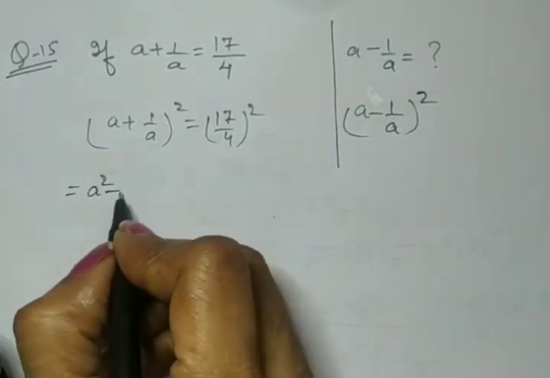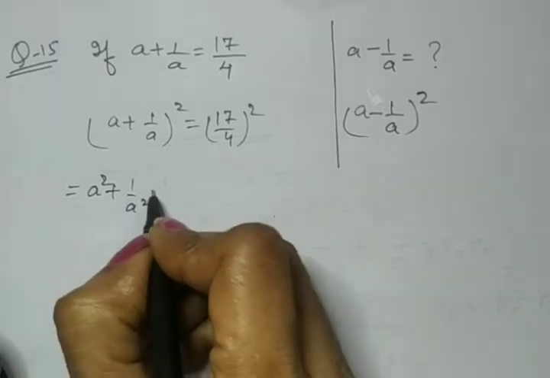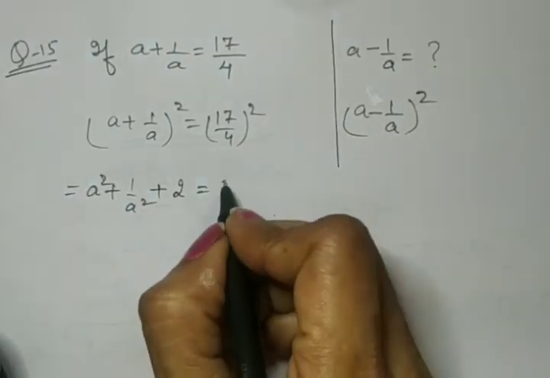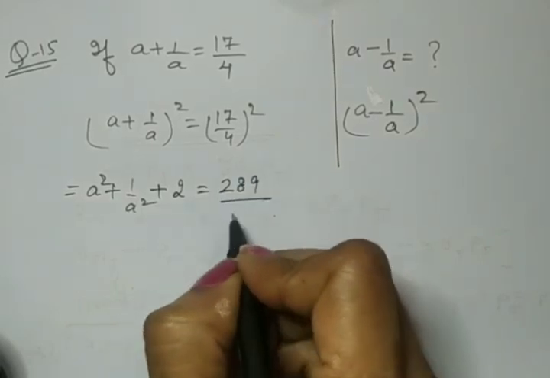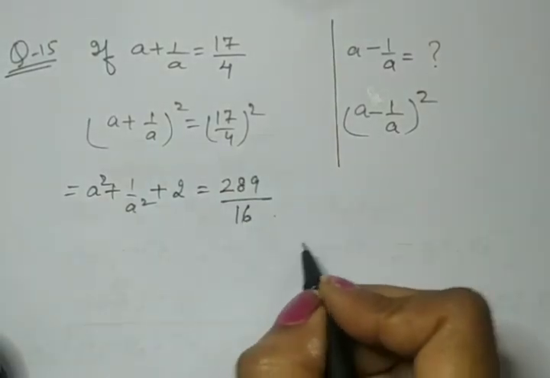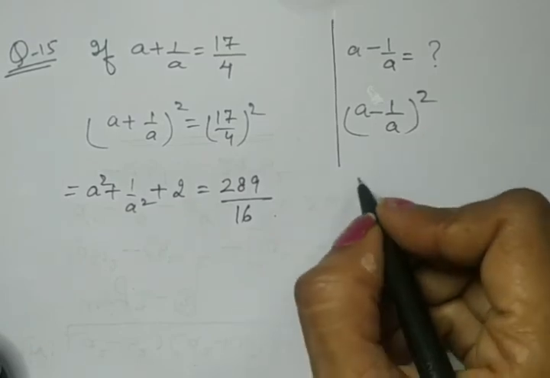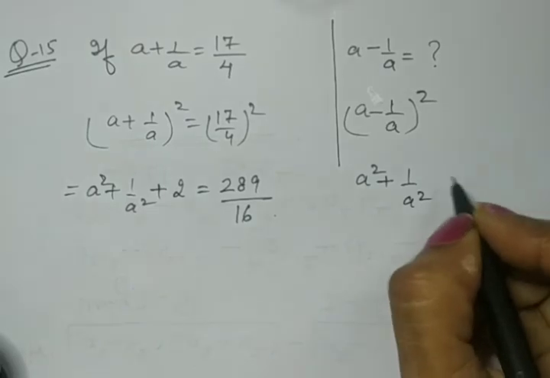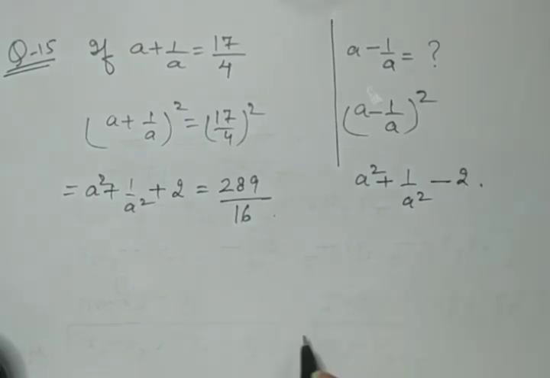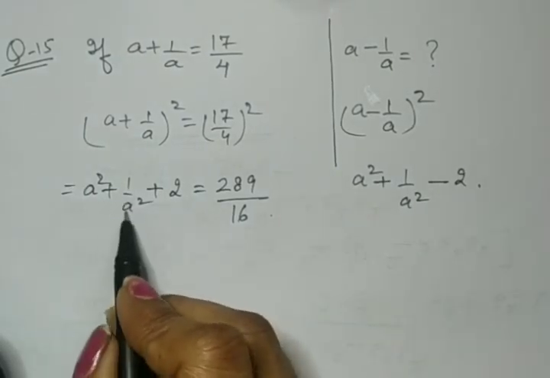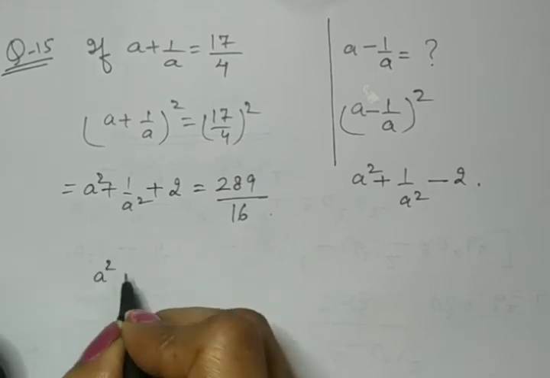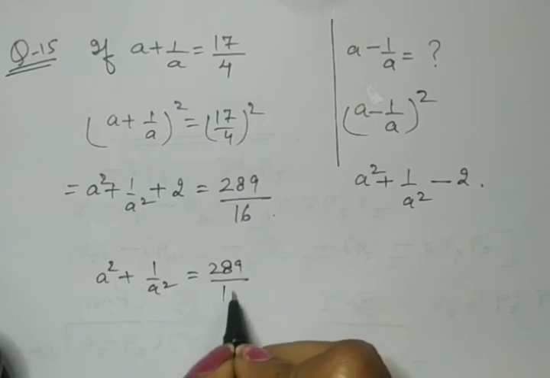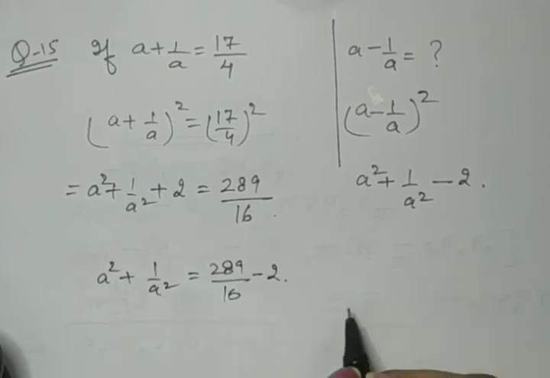Here we get a square plus 1 by a square plus 2 is equal to 289 divided by 4 4s are 16. And on this side, what will we get? a square plus 1 by a square minus 2. To find the value of a square plus 1 by a square, we will get 289 by 16 minus 2.